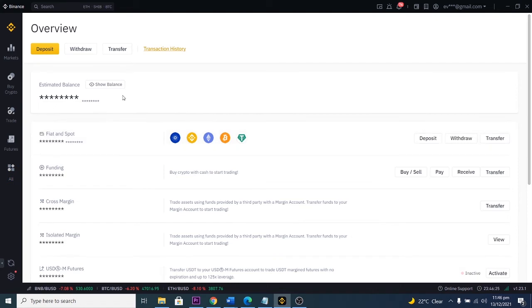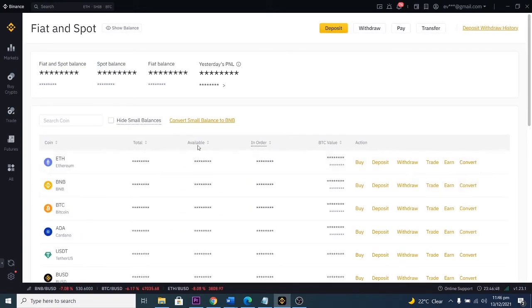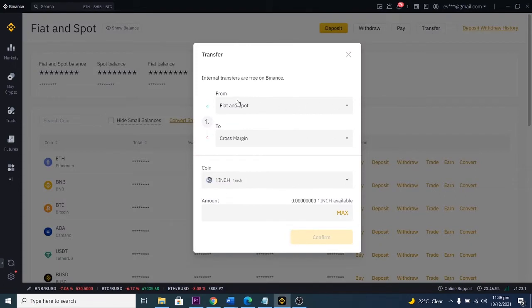I actually hid my balance, but if you want to see your balance, you can click show balance here. So I have my fiat and spot wallet, and I can only trade from my spot wallet. So let me transfer the money. How do I transfer? I just come here, I go to transfer, and then from fiat and spot to cross margin.